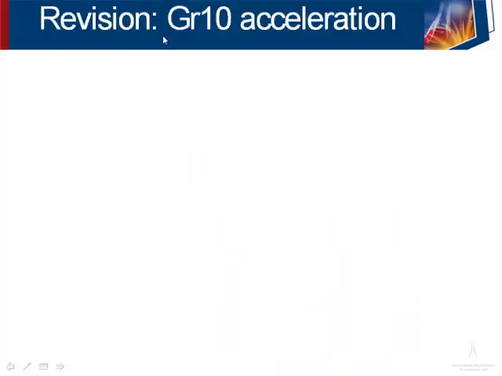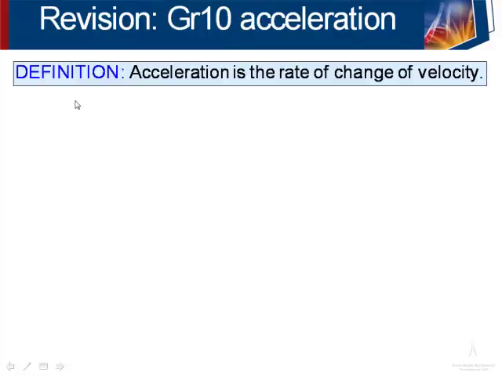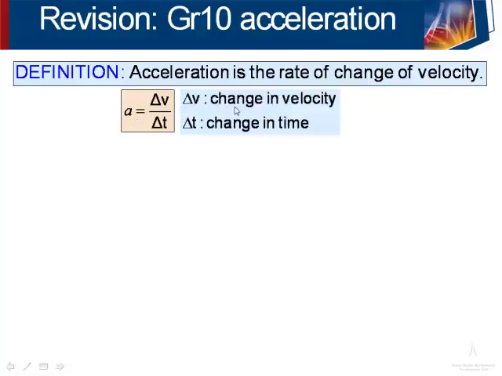Now we're going to revise a little bit of grade 10 work on acceleration. The definition for acceleration: remember, acceleration is the rate of change of velocity. When we see the word rate of change, it is change in velocity over change in time. Therefore, the equation for acceleration is represented as follows: change in velocity divided by change in time.